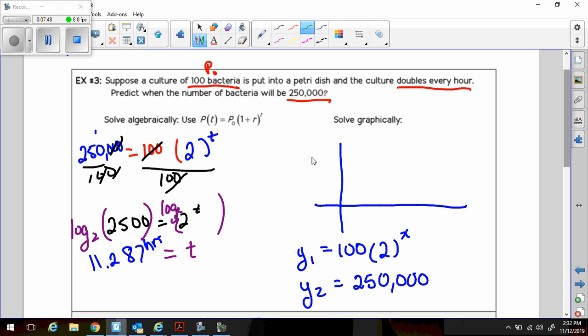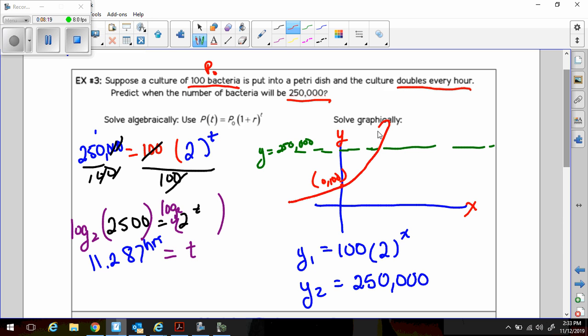Where did they touch? So y equals 250,000 is something like this, right? It's a straight line. Y equals 250,000. And then 100 times 2 to the x, I know that goes through 100 on the y-axis. So it goes through this point right here, 0, 100. And it looks like something like this, right? It's exponential, so it goes exponentially.